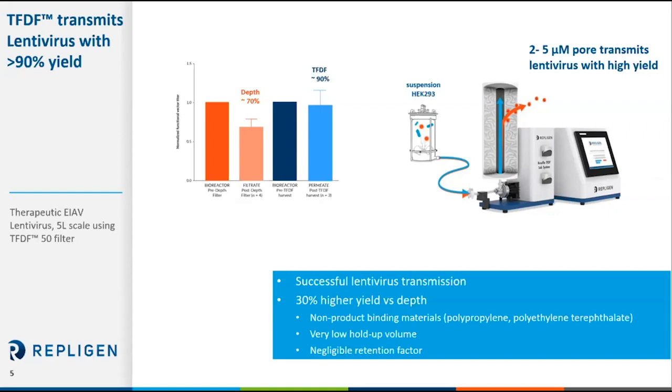TFDF in comparison delivered a yield greater than 90%. Clearly, the TFDF transmits the virus. But why the increase in the yield? Well, there are several reasons.